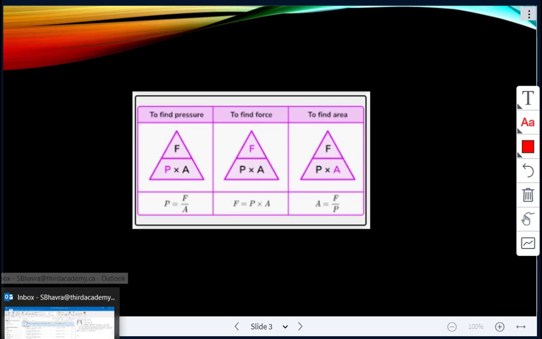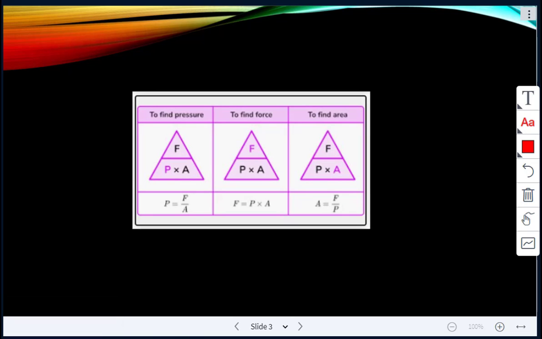All right, so when we were looking at density, we also used this triangle method, and we can use this triangle method again for all of our formulas. So the first one is pressure. Pressure is force divided by area, so you can just cover up the pressure, and we have force divided by area. If you're trying to find force, you will cover up force, and you're left with force is equal to pressure times area. And lastly, if you're trying to find the area, cover up area, and you're left with force divided by the pressure.